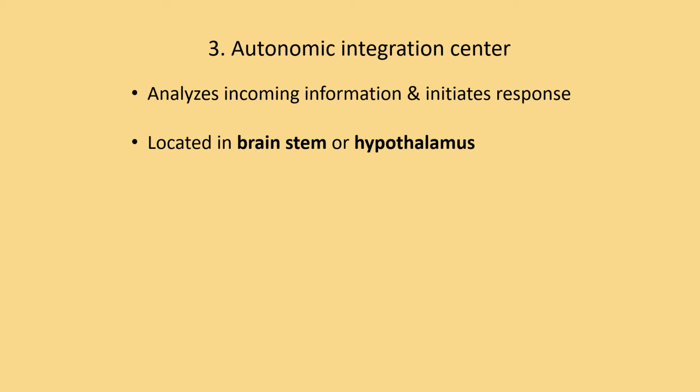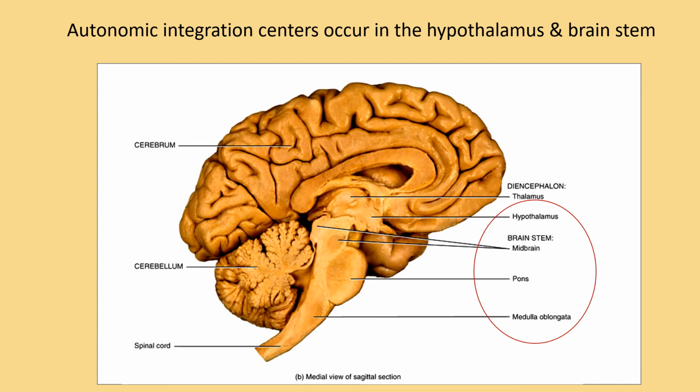The integration center for autonomic reflexes is always in the brain. They are all cranial reflexes, and we can even narrow that down to the brainstem or the hypothalamus. So what are we talking about when we say brainstem or hypothalamus? Let's start with the hypothalamus because we have talked about that before. The hypothalamus is the integration center for many different aspects of homeostasis. And in a very early lecture, we talked about body temperature homeostasis, and that is an autonomic reflex.